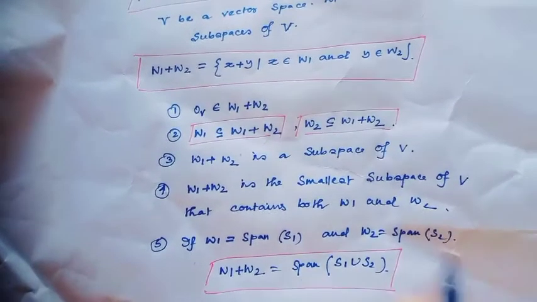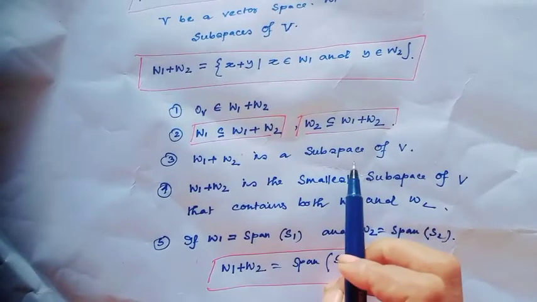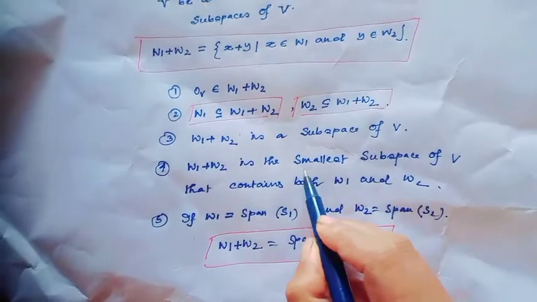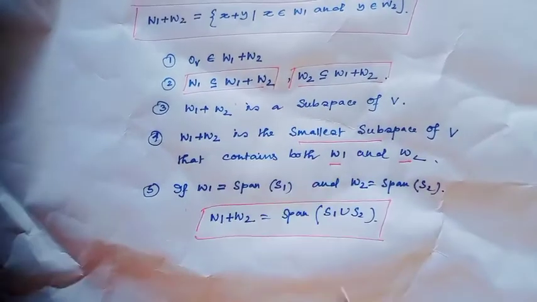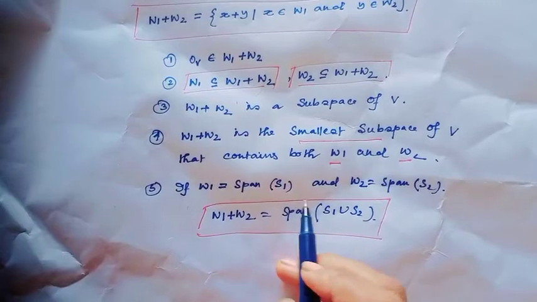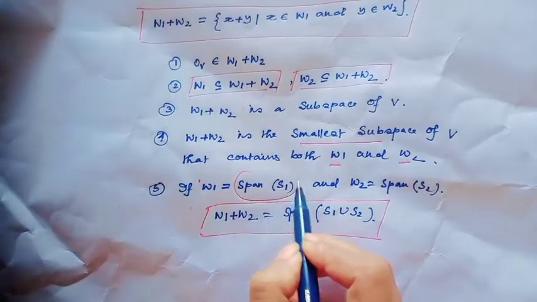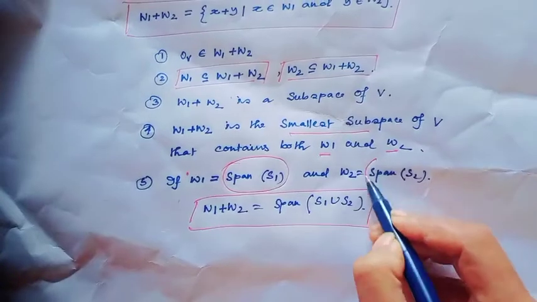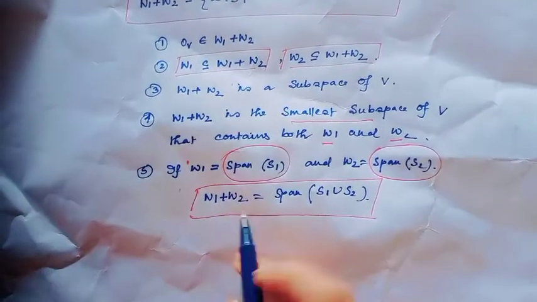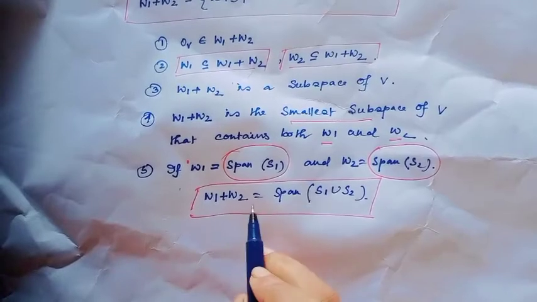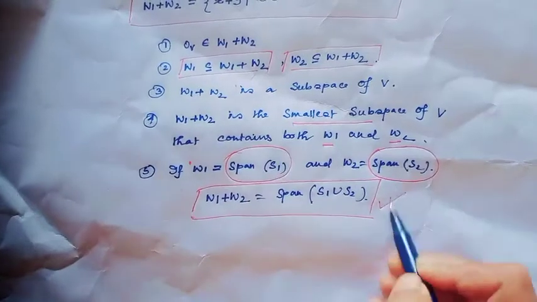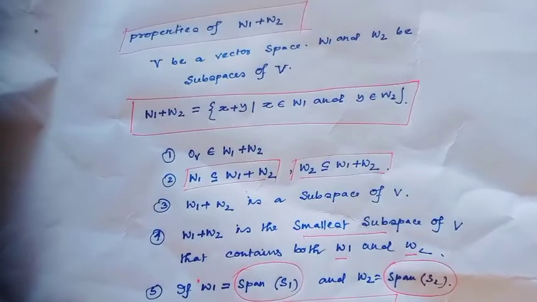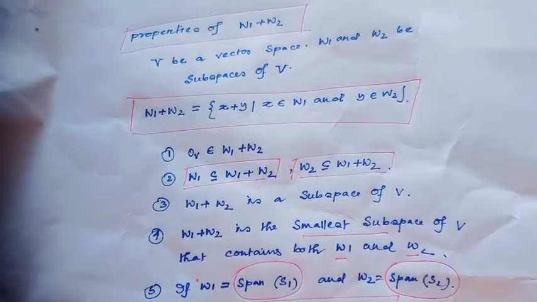So W1 plus W2 is always a subspace, and this is the smallest subspace that contains both W1 and W2. And if W1 equals span of S1 and W2 equals span of the set S2, then W1 plus W2 would be the span of the set S1 union S2. Have you understood this concept? These are the properties of W1 plus W2.